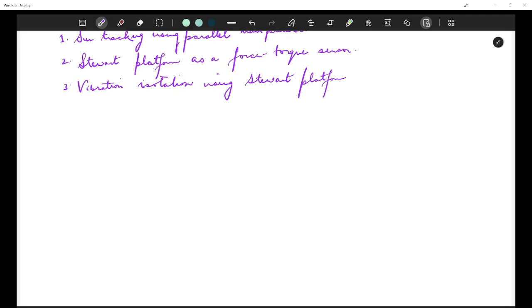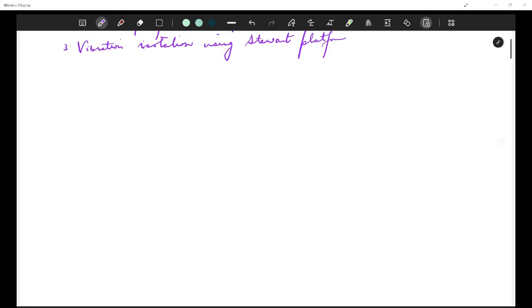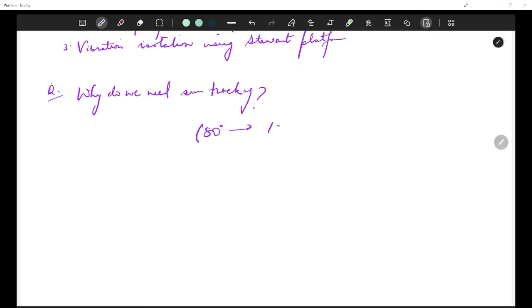The very first question that one can have from here, and I think you might have an answer to this question already, is why do we need sun tracking? Why do we need to track the sun? So, all of you obviously know that the sun does not remain fixed in the sky, right? It moves about 180 degrees in 12 hours, right? So, if we keep a mirror fixed, sunlight will miss the receiver, right?